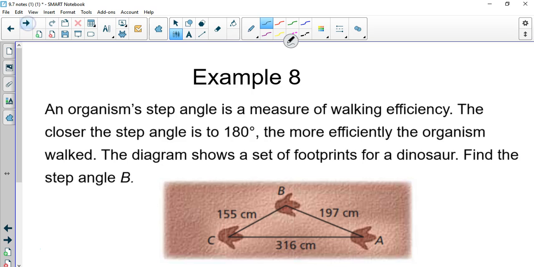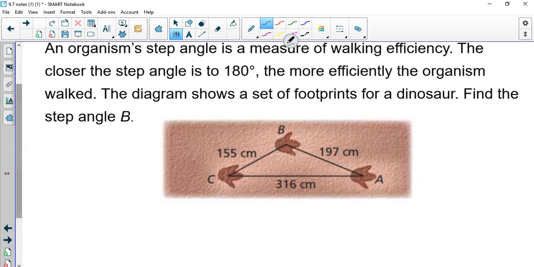And on to our last example, 8. And this we're not going to solve the whole triangle, so we only have to do one of the long steps of law of cosines. So it says this is a dinosaur walking right, left, right. And it says they want the angle to be as close to 180 as possible to be efficiently walking. So we're trying to find this step angle.